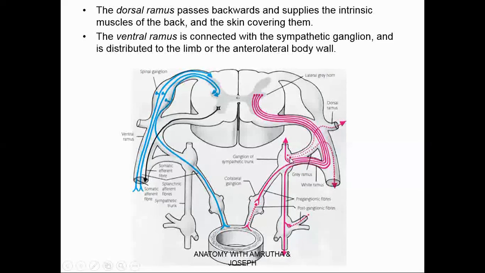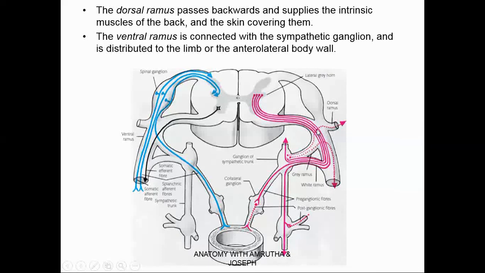So, anything before this is called preganglionic. The preganglionic neurons are present here in the lateral gray horn. I'm talking about the sympathetic system. Here they send their fibers, and those pass through the ventral ramus of the spinal nerve.